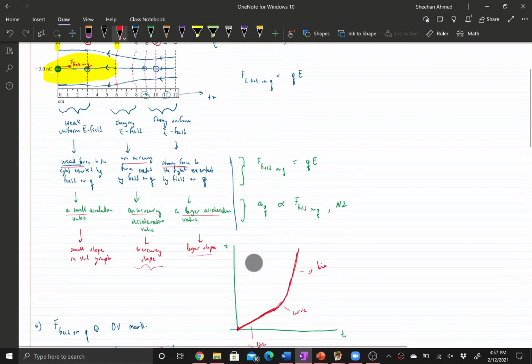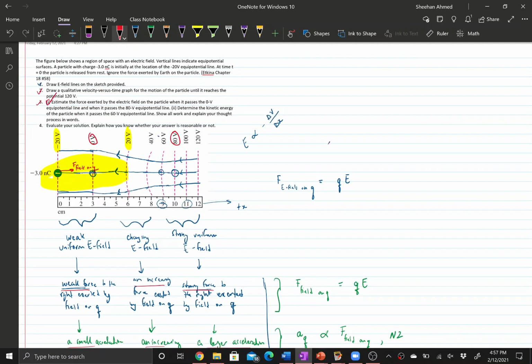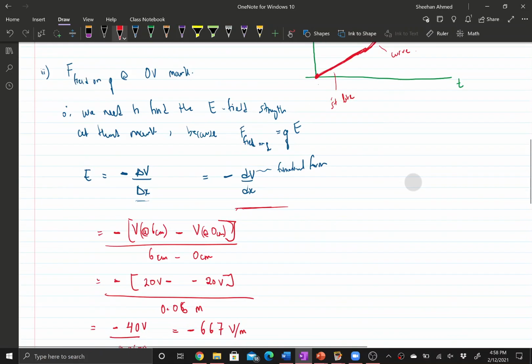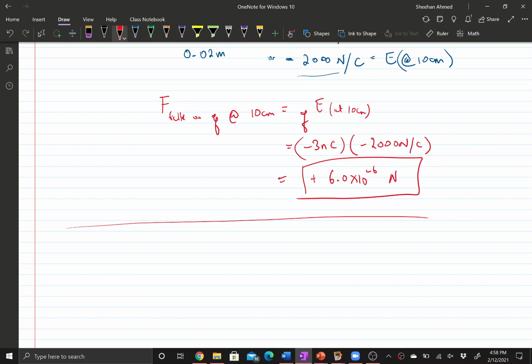Okay, still not done with the math part, right? I did the first part, and it says determine the kinetic energy of the particle when it passes the 60 volt equipotential line. So it started from minus 20 volts and ends up at the end, but we're just checking it at the 60 volt equipotential line. Okay, I could do this just mathematically. I could talk about it. I could also draw a diagram. Even though it doesn't tell me to draw a figure, I find it always best practice to lay out my thoughts in the form of a picture.